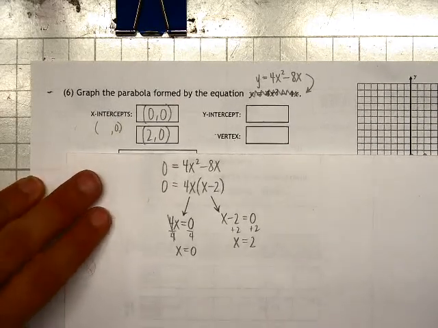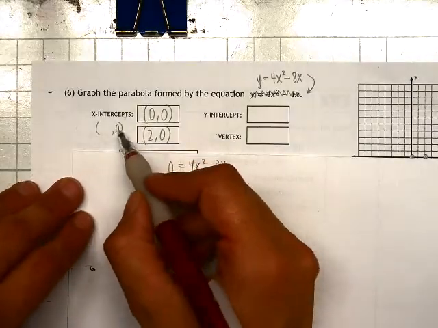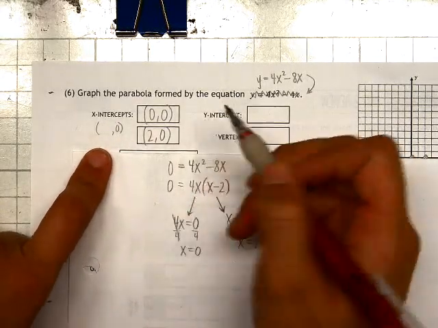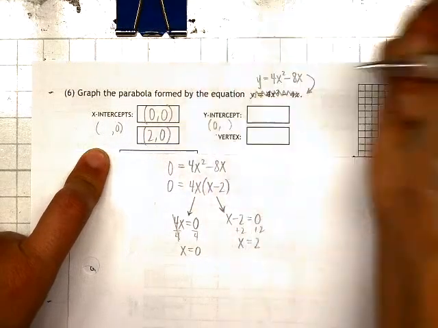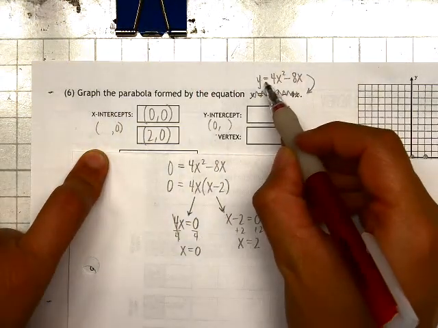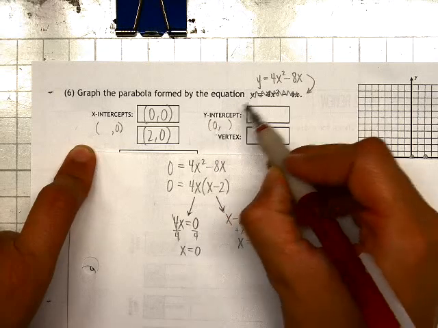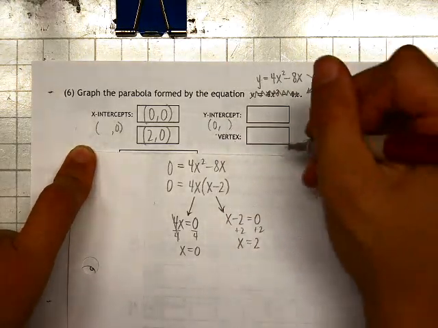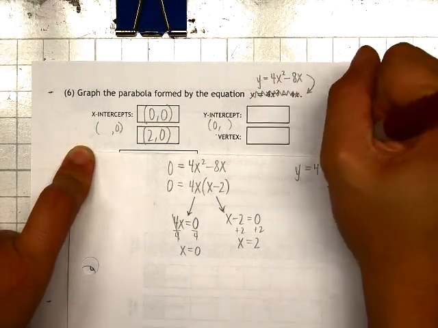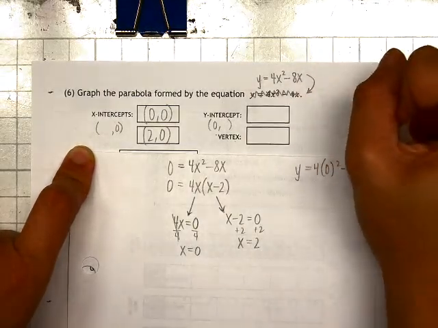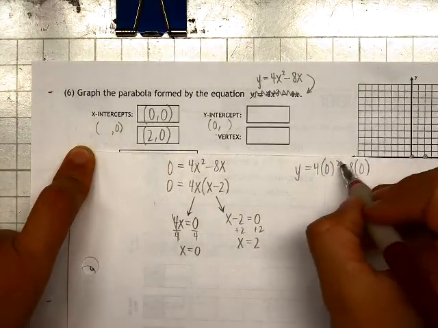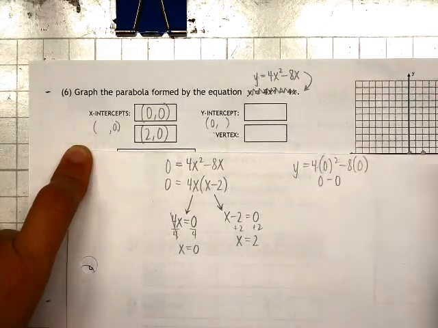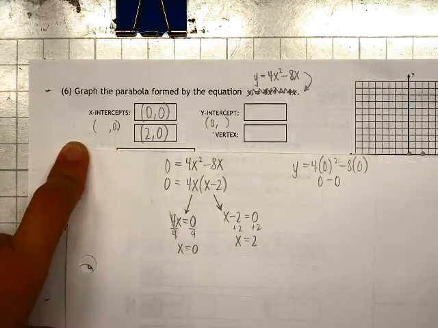Now, if you remember the logic that we used, the x-intercepts occur when the y-coordinate is 0. So by the same logic, the y-intercept must occur when the x-coordinate is 0. So if I go back to my original equation, I could plug in 0 for the x's, and that's probably the most efficient way of getting the y's. So if I solve y equals 4 times 0 squared minus 8 times 0, 0 squared is 0 times 4 is 0. Minus 8 times 0 is 0, and 0 minus 0 is, of course, 0.